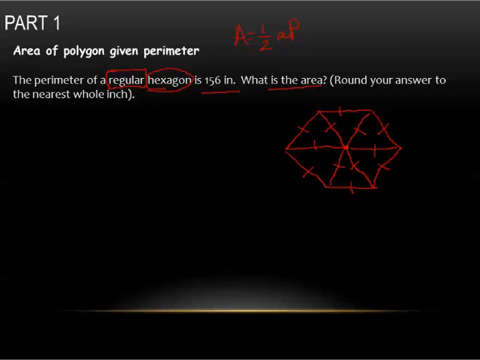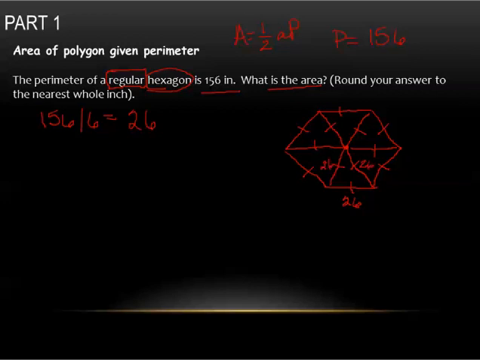Okay, so they've given me the perimeter. I'm going to write that up here. They tell me the perimeter is 156 inches. Well, a hexagon has 6 sides, so I'm going to take 156 divided by 6. 156 divided by 6 gives me 26. So I know each one of these sides is 26.